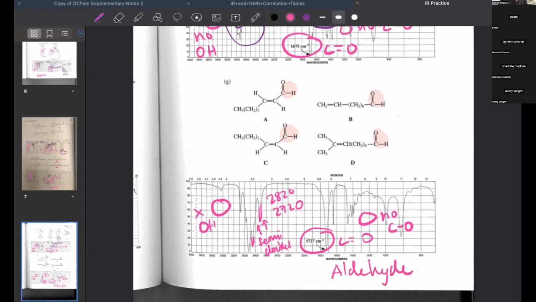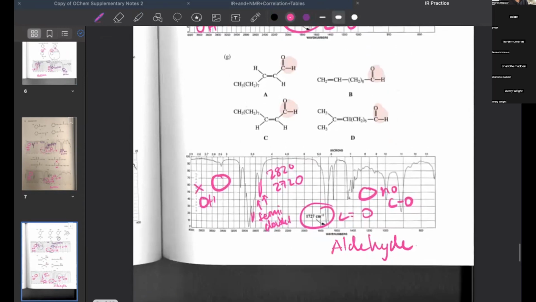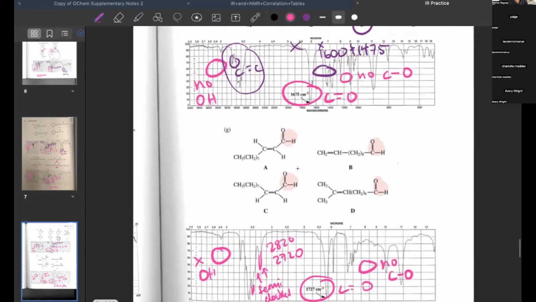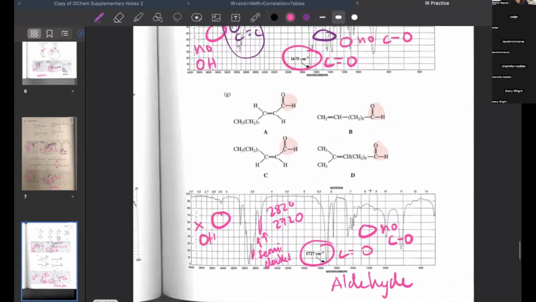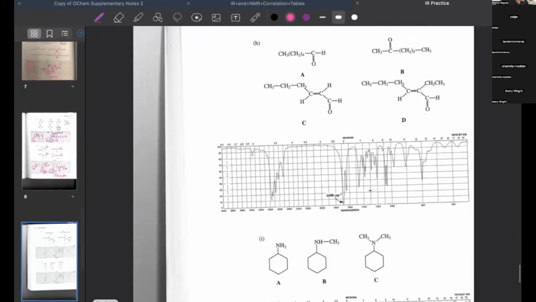Again, for this packet, don't worry about picking the right structure here because there's some stuff that's not asked about. Like for this one, it's asking about cis-trans again, and then the alkenes. Don't worry about that. That's not what we're going for.